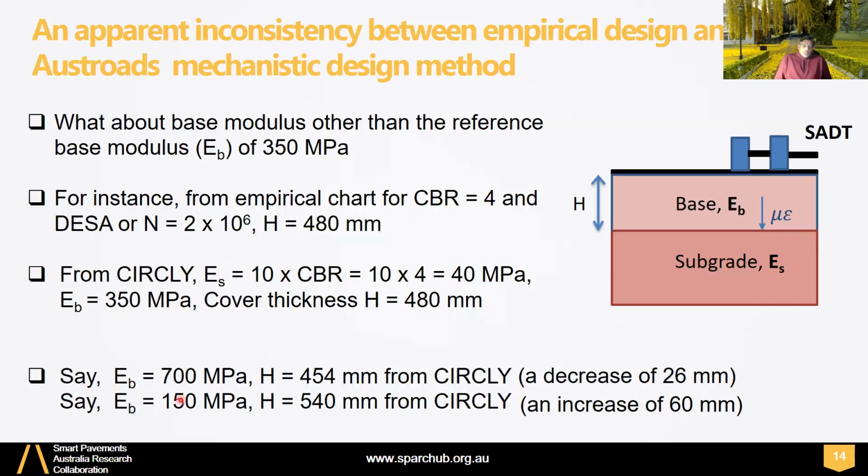But if I run the same problem with EB of 700 MPa, high quality crushed rock, then I would get 454 from CIRCLY, a 26 decrease. If I have 150 MPa, that is 15 CBR, then I'll get 540, an increase of 60. So these changes will not come from the chart. The chart will always tell 480.